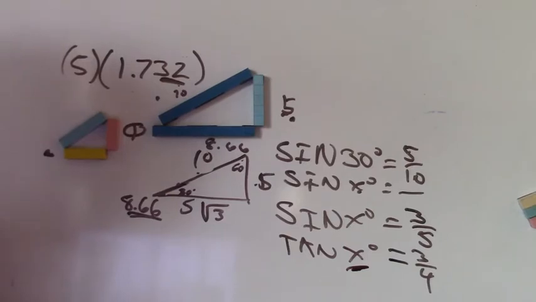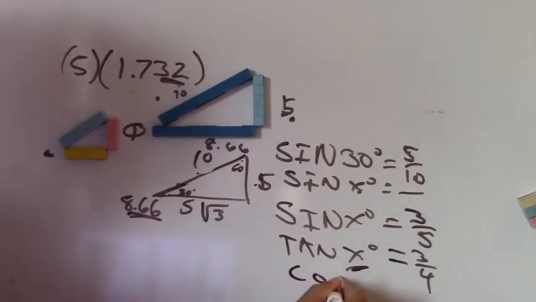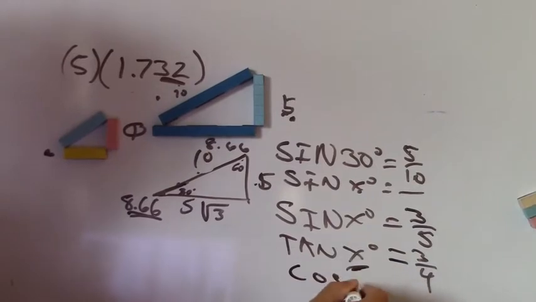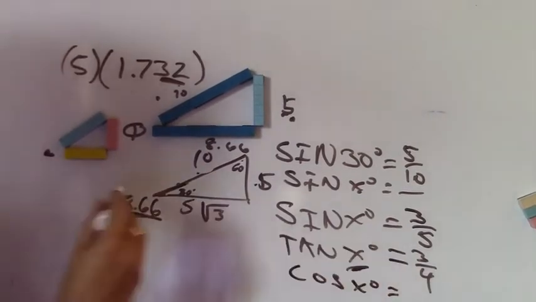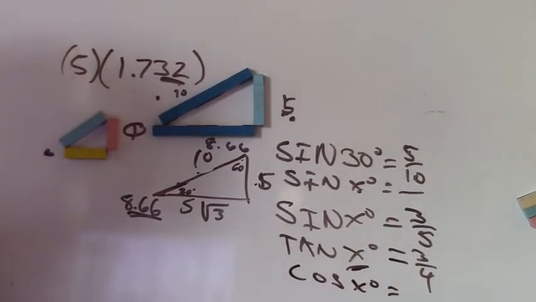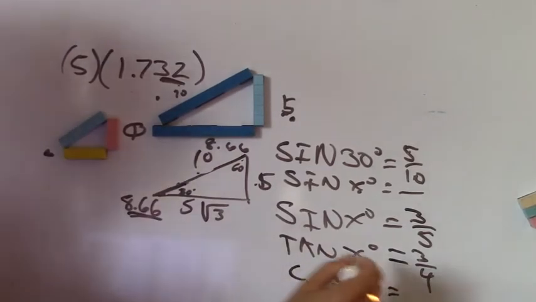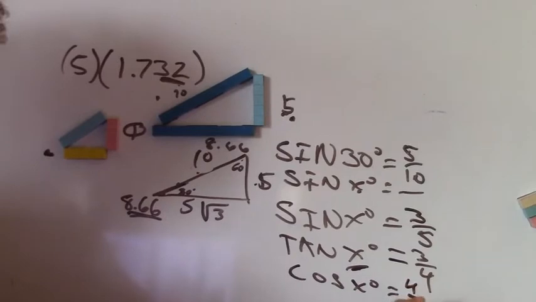Well, I can use some mathematics to figure that out. What about the cosine? It's 4/5. Cosine x degrees would be, what's the definition of cosine? Adjacent over the hypotenuse. So it would be 4/5. See how handy that comes in? These are all going to be the same thing. That angle should all be the same thing.